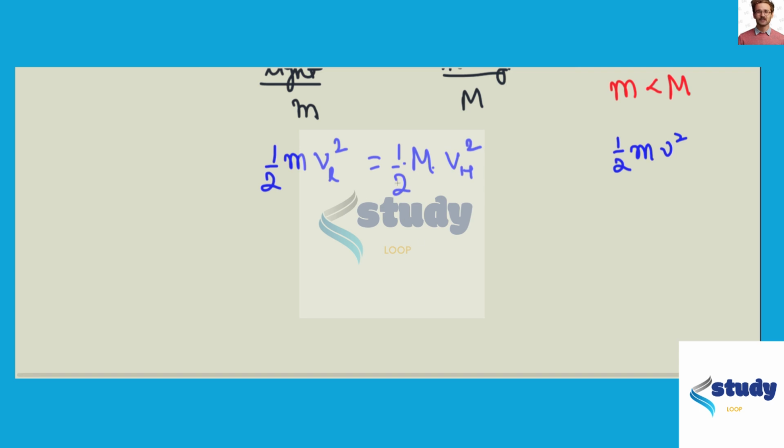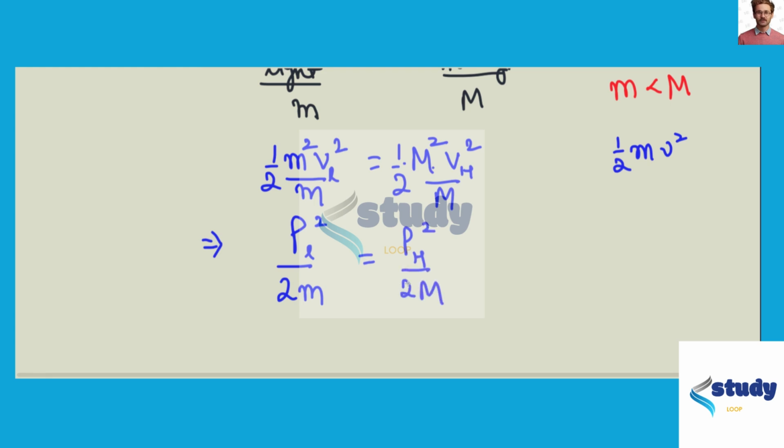So from this expression, we can observe that if we multiply the respective masses in the numerator and denominator, the expression can be modified such that the momentum of the light object square divided by 2m is equal to the square of the momentum of the heavy object divided by 2 times its mass. So we can cut 2 from both the sides, and we observe that (PL by PH) whole square is equal to m by M.